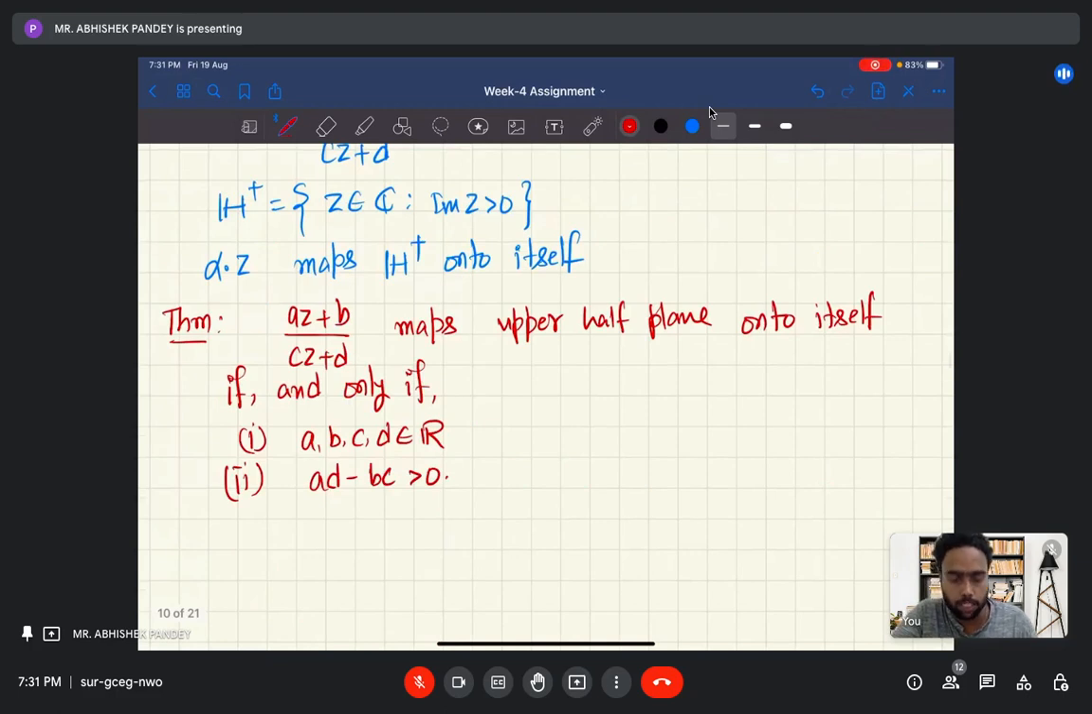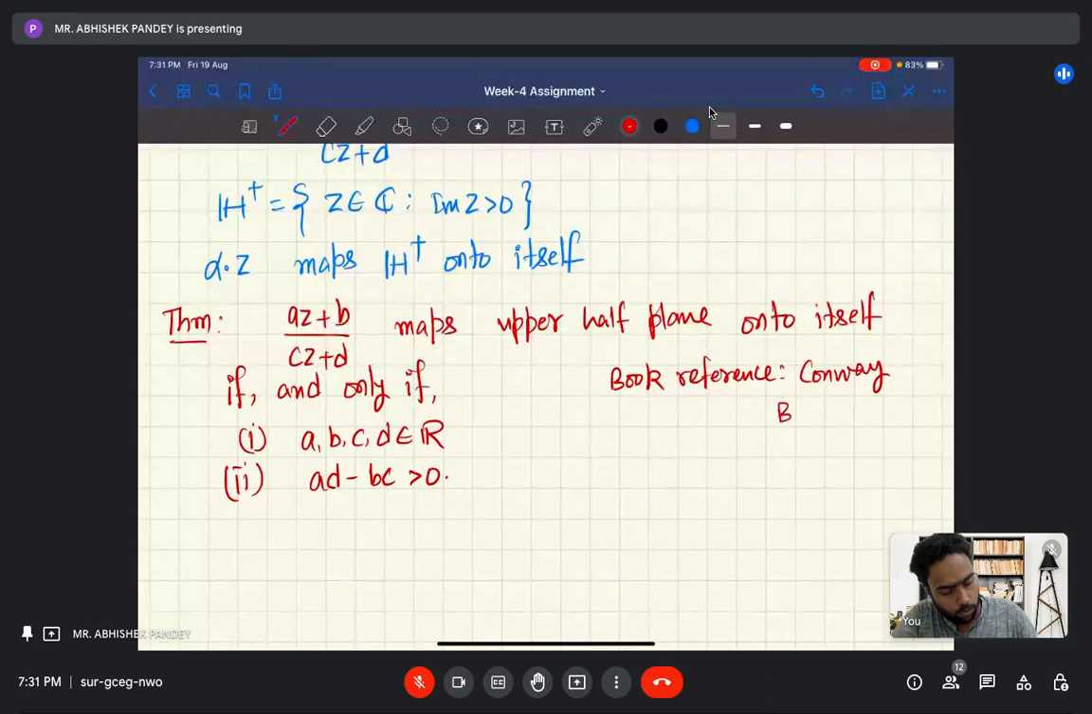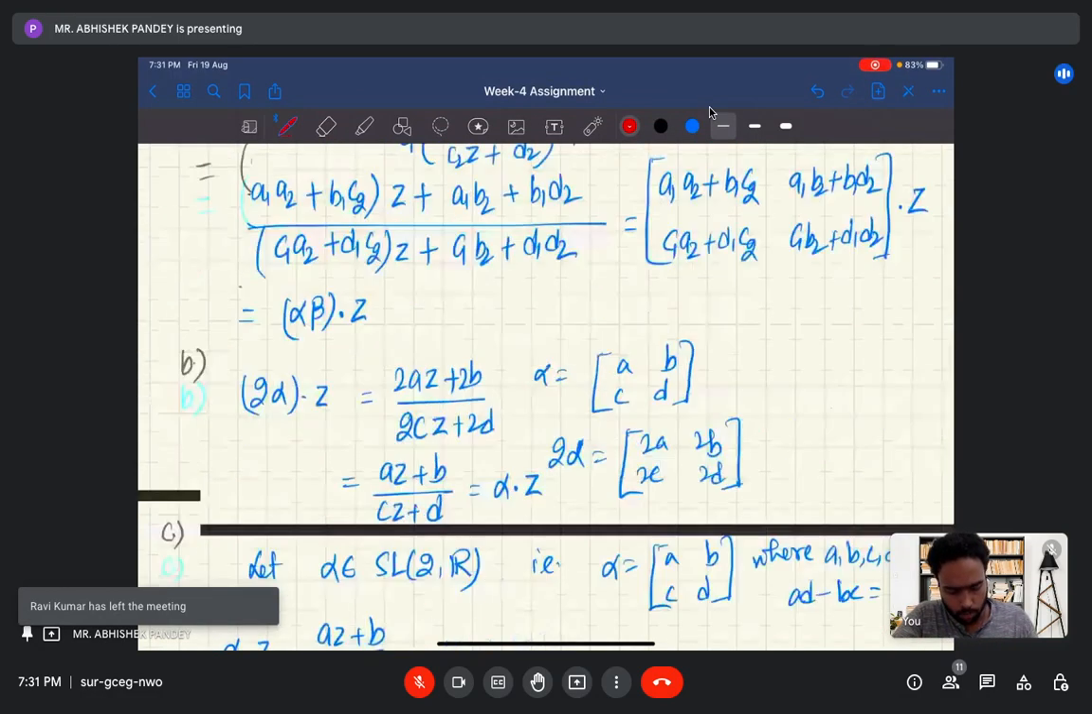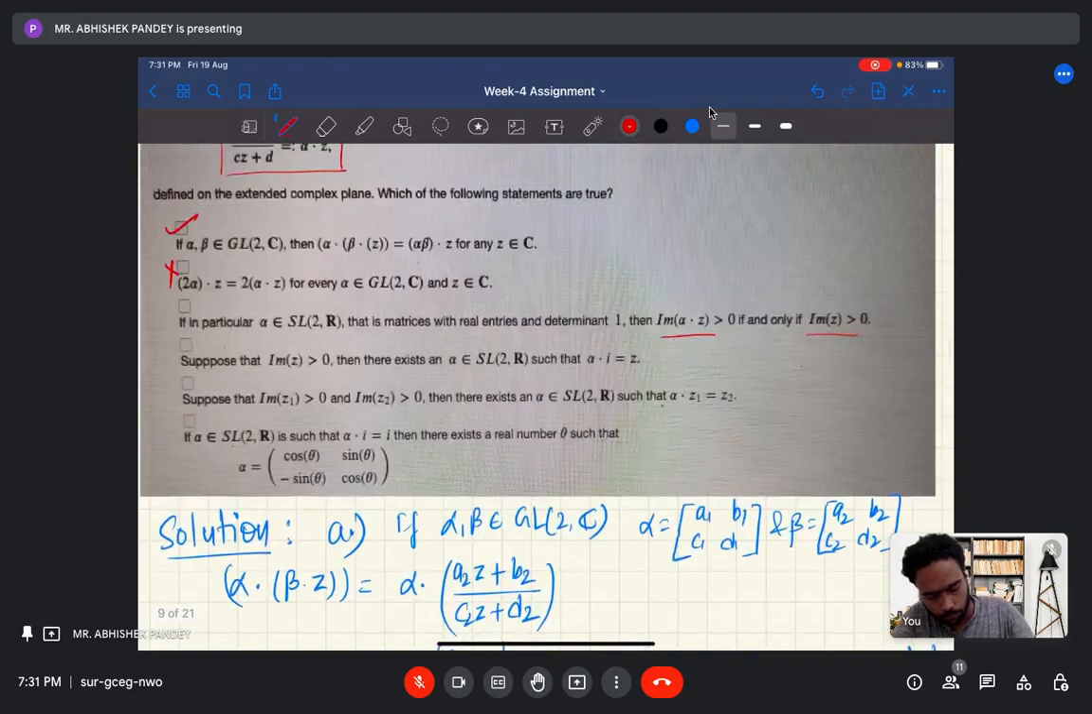This theorem is quite standard, and you can find it in any book, like Conway. I will write the book reference here: Conway or Bruce P. Palka. Any standard book will give this theorem. So with this theorem, this option is also true.